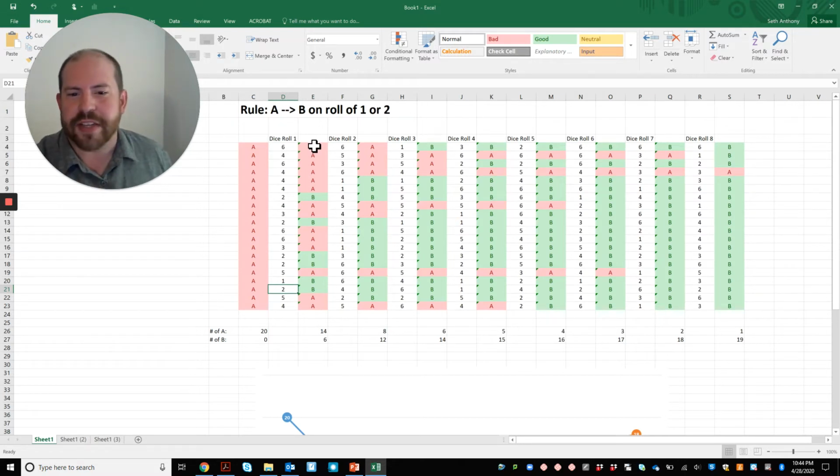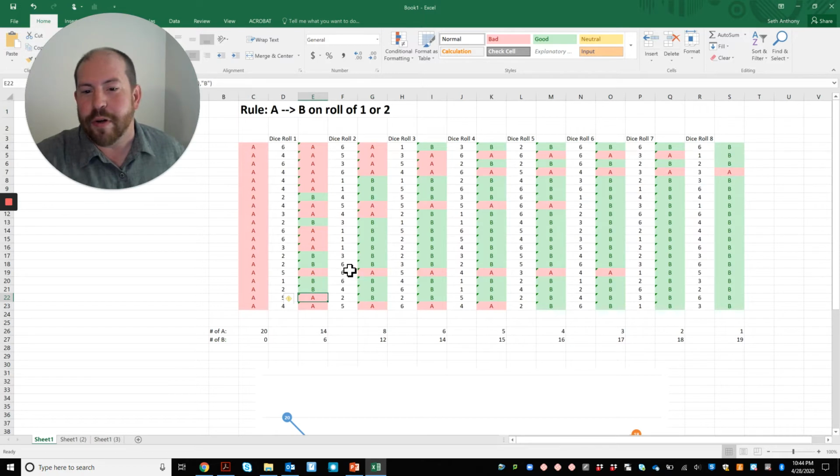Second roll follows the same rules. Everyone rolls the dice. Now, if you're a B, it doesn't matter what you rolled, you stay a B. But if you're an A, you get to follow this rule that if you roll a 1 or a 2, you get to convert to a B. So what happens on the second roll? Here's an A that rolled a 1 and gets to convert to being a B. Here's another A that rolled a 1. Here's an A that rolled a 2 and converts to being a B. So we convert over about another 1/3 of our As.